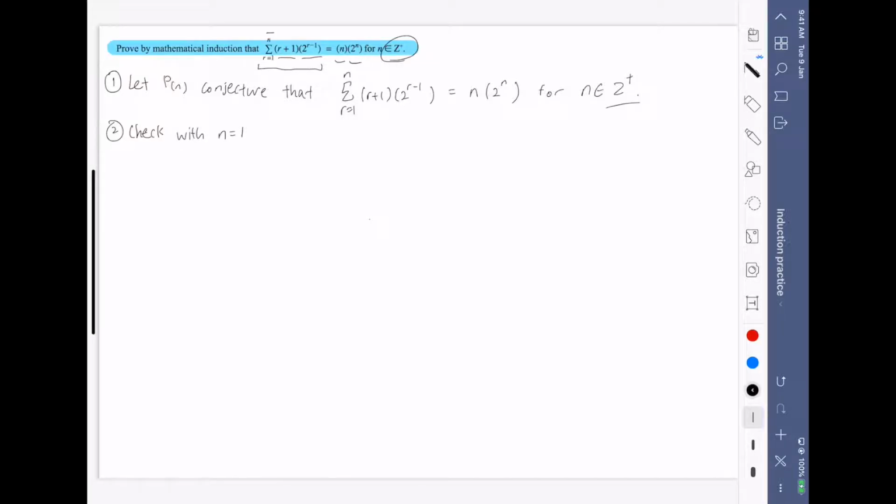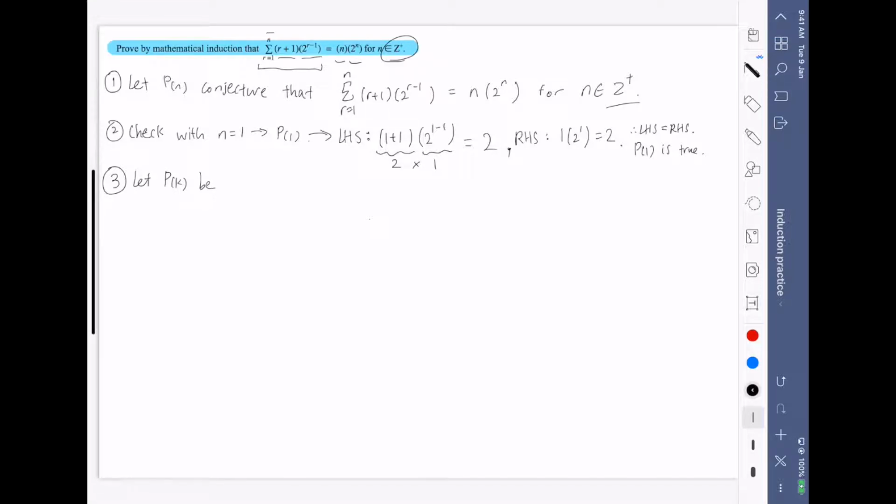So check with n equals 1, which is the same as P of 1. For the left-hand side, it would give us (1 plus 1) times 2 to the power of (1 minus 1). Now we know that this is equal to 2 and this is equal to 1. So 2 times 1 equals 2. And the right-hand side will be 1 times 2 to the power of 1 equals 2. Because the left-hand side and the right-hand side are the same, we write that left-hand side equals right-hand side. So P of 1 is true.